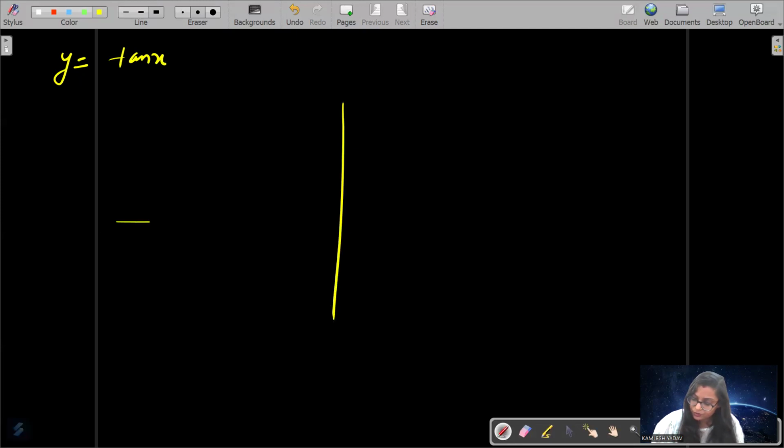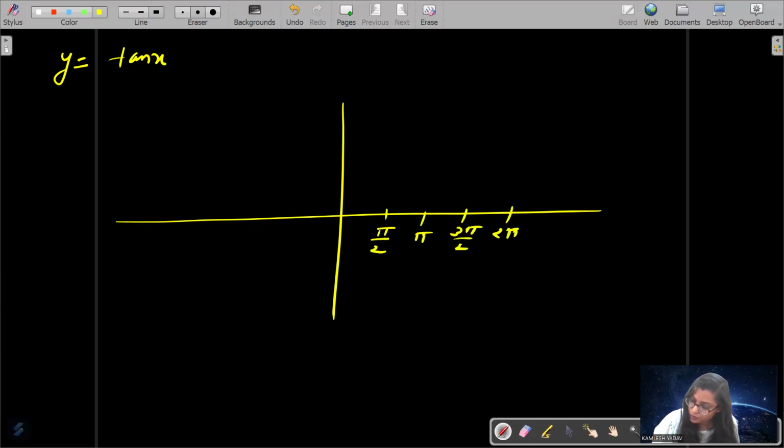Then for the next graph, y is equal to tan x. First we draw the axis lines and mention the points pi by 2, pi, 3 pi by 2, 2 pi, minus pi by 2, minus pi, minus 3 pi by 2, and minus 2 pi.